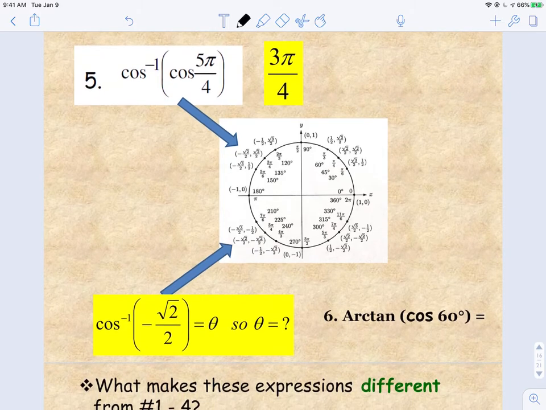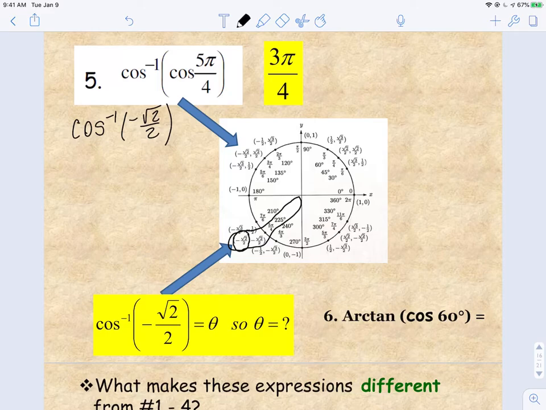Let's take a look at this one that I think is the last of its kind. We've got the inverse cosine of the cosine of 5 pi over 4. And 5 pi over 4, let's see it right here. Let's circle it. And the cosine is going to be the x value, which is the negative root 2 over 2. So I'm going to rewrite this as inverse cosine of negative root 2 over 2.